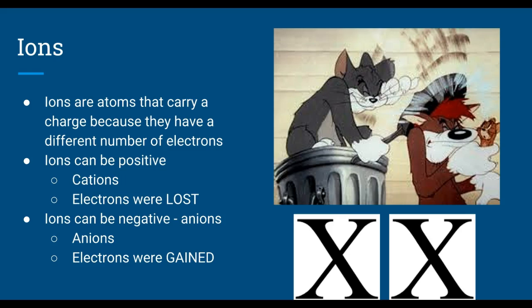Ions are atoms that carry a charge because they have a different number of electrons. Ions can be positive, and when they're positive, they're called cations. Positive ions happen because electrons were lost. Ions can also be negative, and in this case, they're called anions. Anions are formed because electrons were gained.